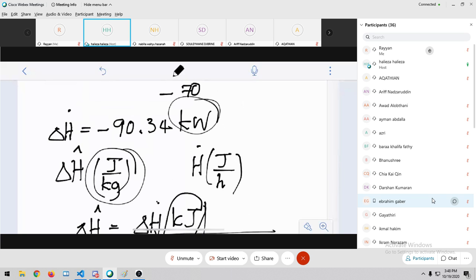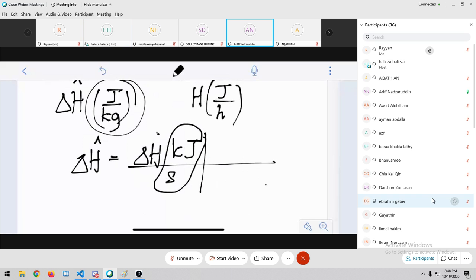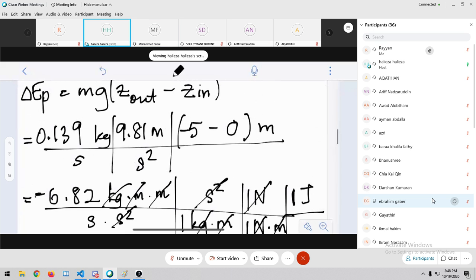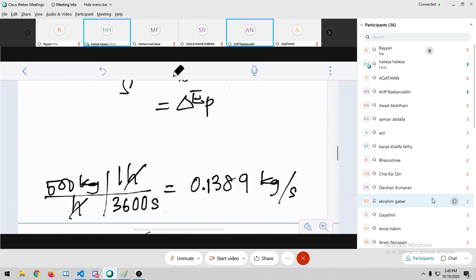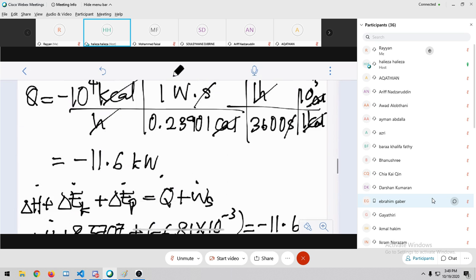Kilowatt, divide by the mass flow rate. Kilogram per second, then we cancel the second, isn't it? Okay, now what is our mass flow rate? Just now, 0.139 kilogram per hour. No, we already converted it. We converted it there. We said it was 0.139, isn't it? We said it just now.